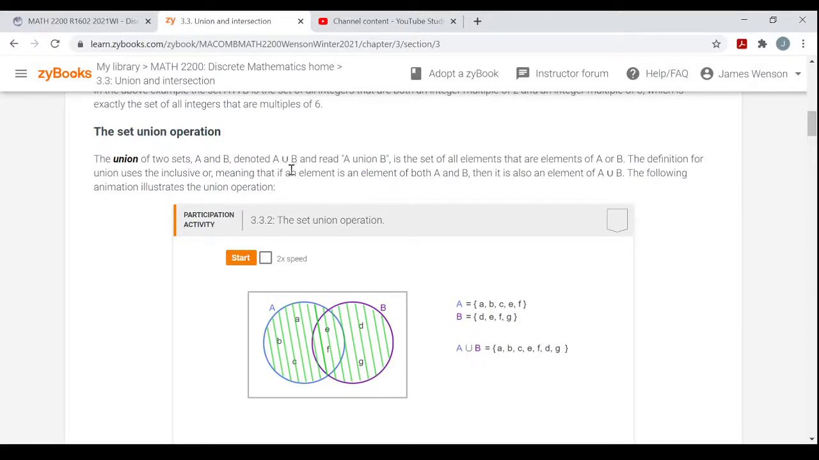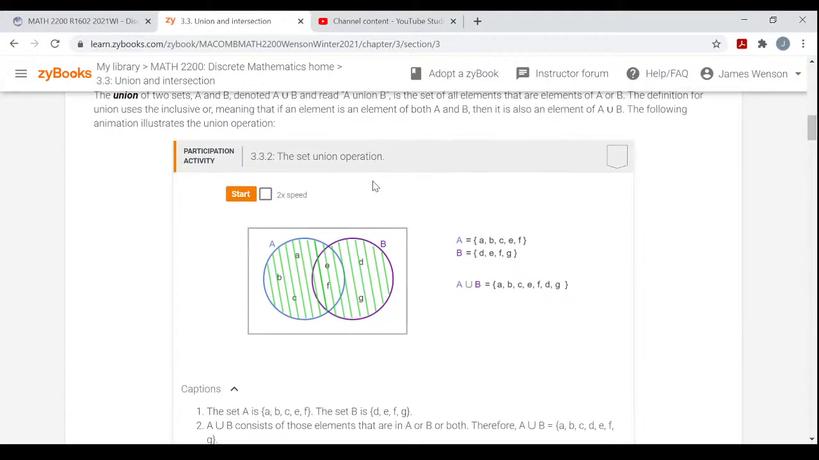set B or both. So it's a set of all elements that are elements of A or B or both. It's the inclusive or. So the definition for union uses the inclusive or. Okay. And then they go through the same kind of thing here.